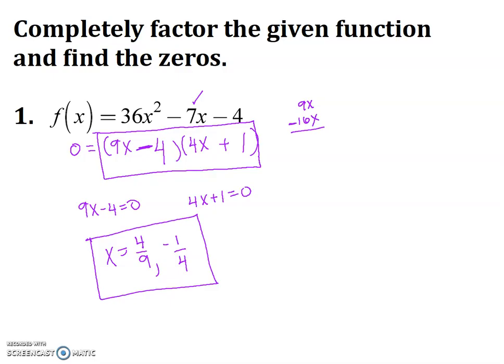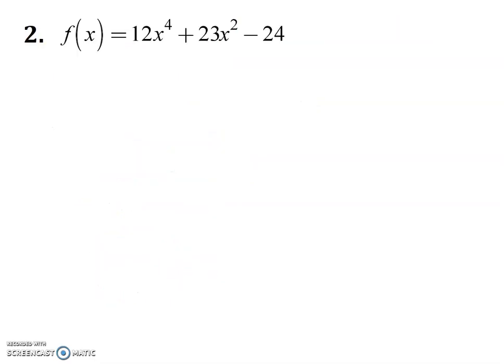Now let's go ahead and look at another trinomial example. So I have f of x equals 12x to the 4th plus 23x squared minus 24. Okay, so again, it's 3 terms. The highest degree is 4, the middle degree is half of it, 2, and the last term is a constant. So that means I can factor this one.